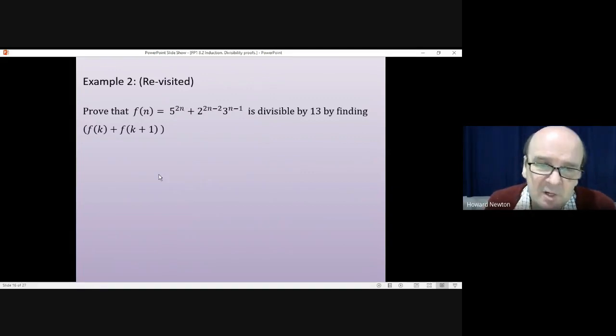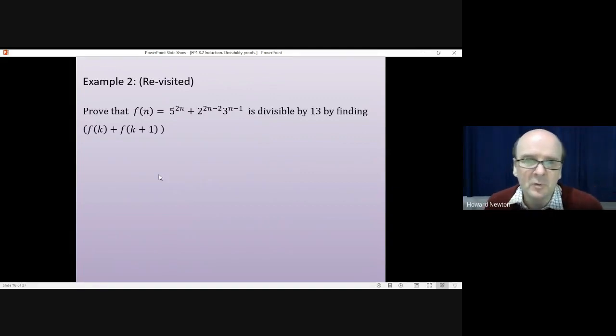Okay, I'll let you have a go at working your way through what all of that means for the example we just did. But we'll do it again using this method. So proving that this is divisible by 13 by finding this sum and showing that that sum is divisible by 13. Pause the video, then come back.